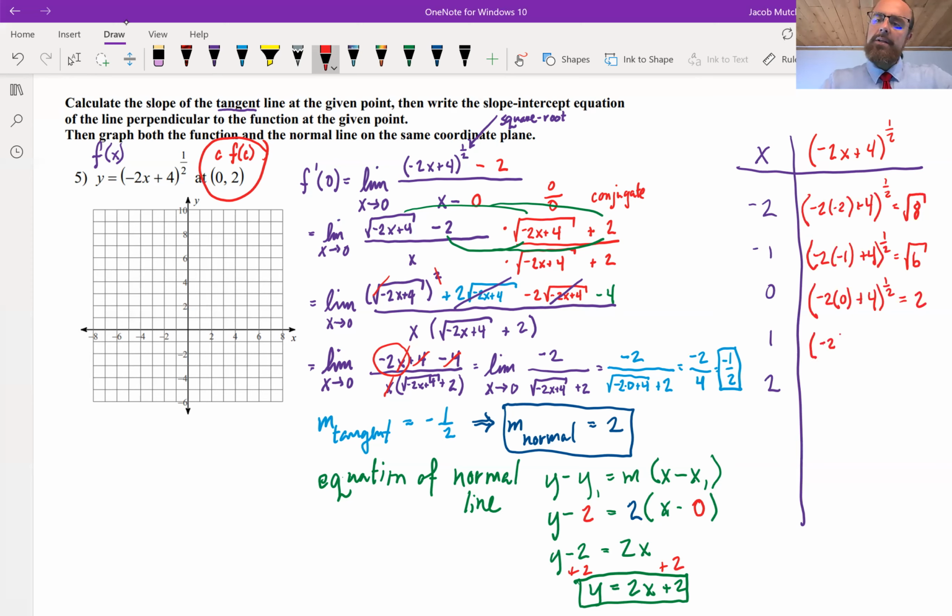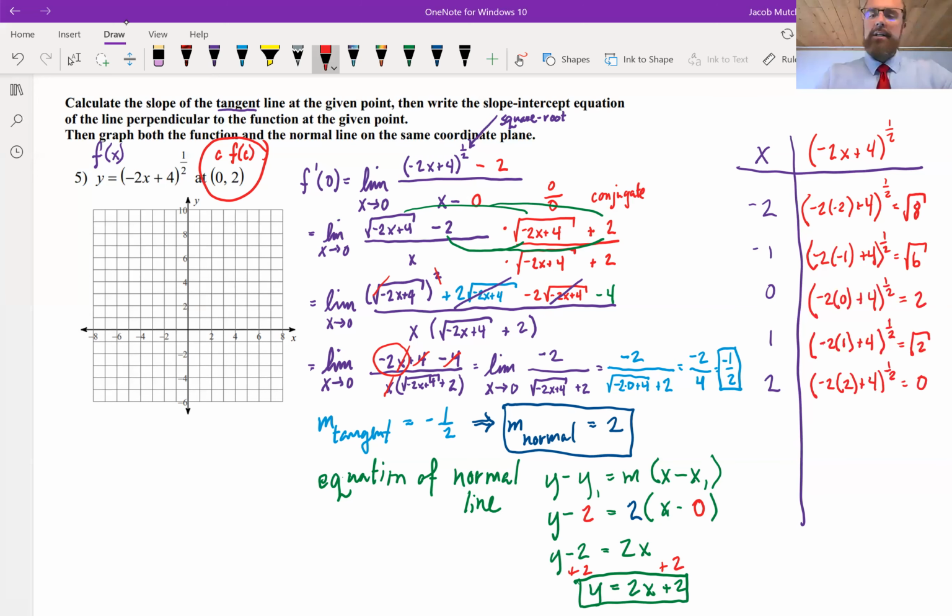Negative 2 times positive 1 plus 4. That's negative 2 times 1 is negative 2 plus 4 is 2. And I'm going to write that as the square root of 2. Negative 2 times positive 2 is negative 4, plus 4 is 0. The square root of 0 is 0.